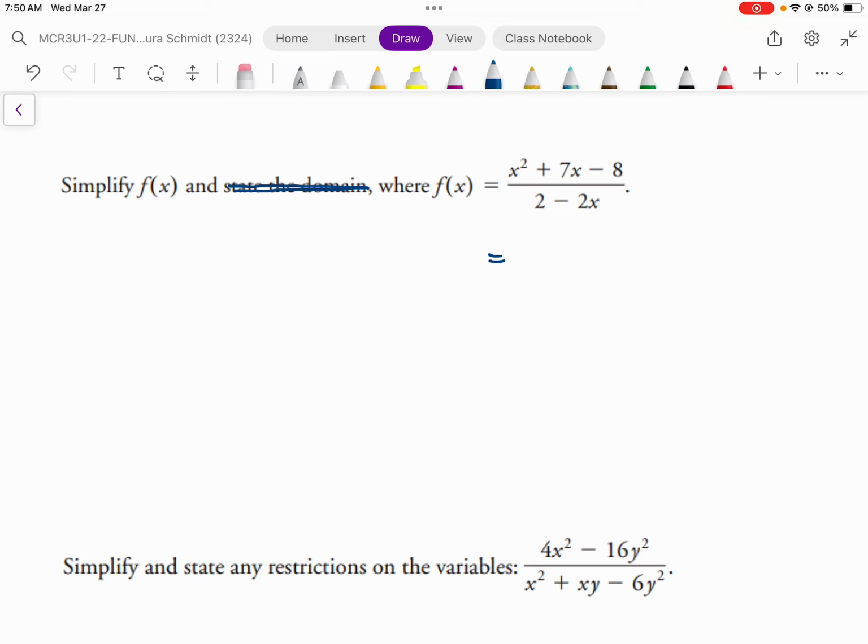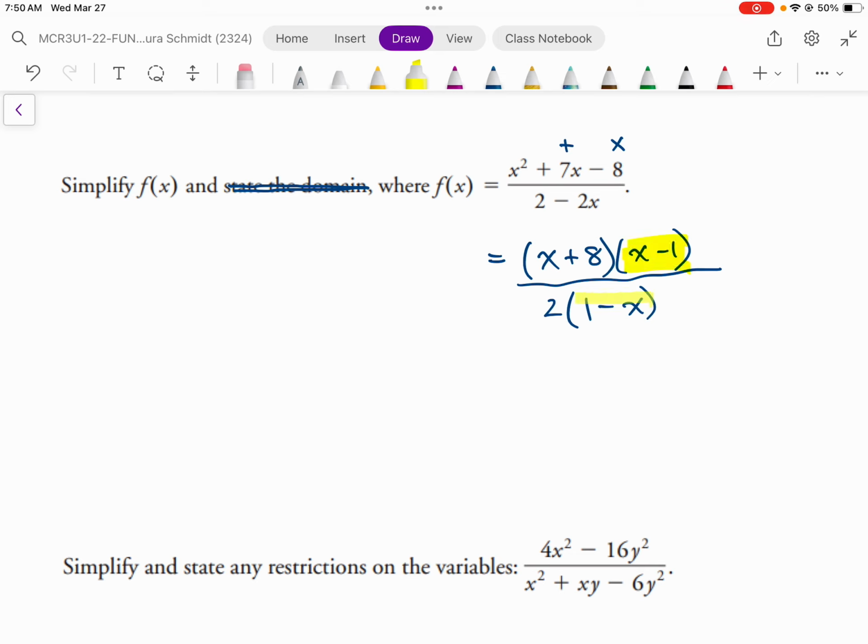Okay, let's factor it. The top is a simple trinomial. So what multiplies to -8 and adds to 7? I'm going with x plus 8 and x minus 1. And the denominator, I think it's factorable by 2. So I'm going to factor out a 2, and it'll be 1 minus x. Oh my gosh. These ones are super annoying.